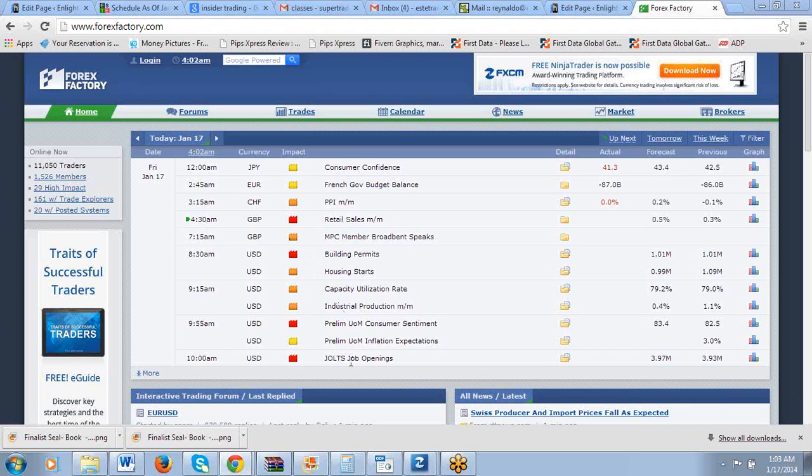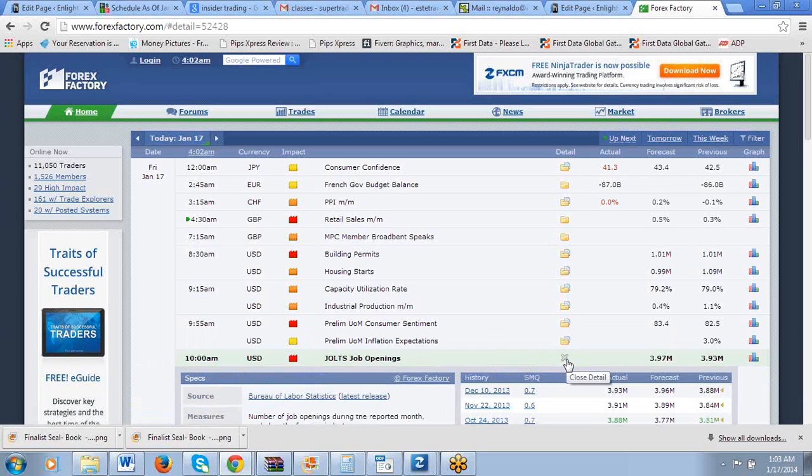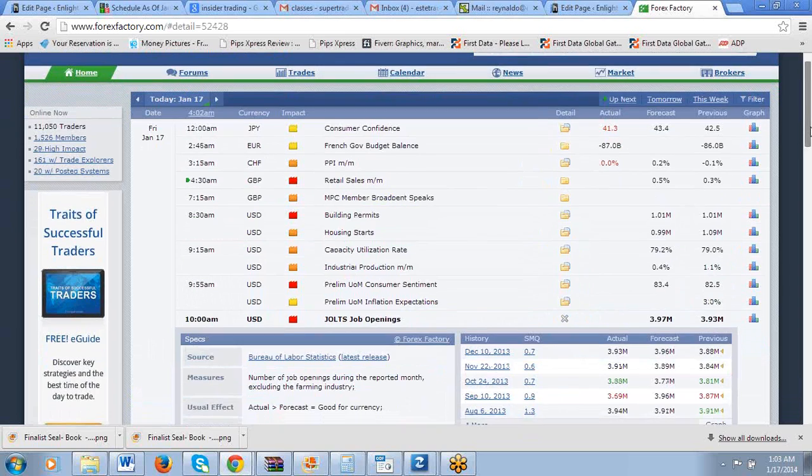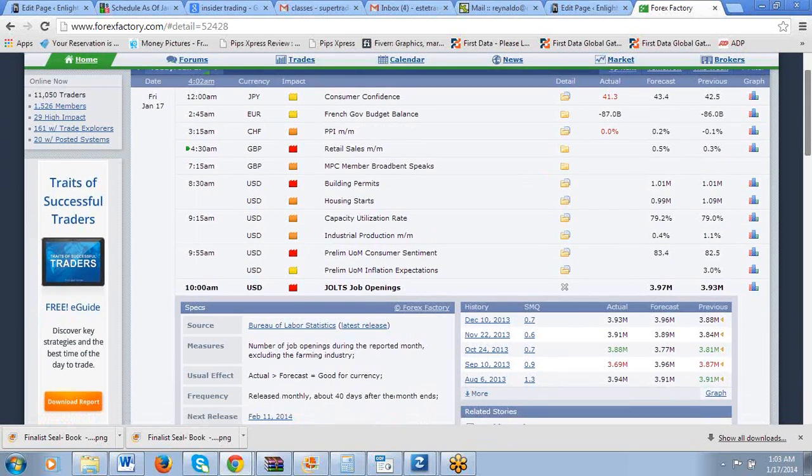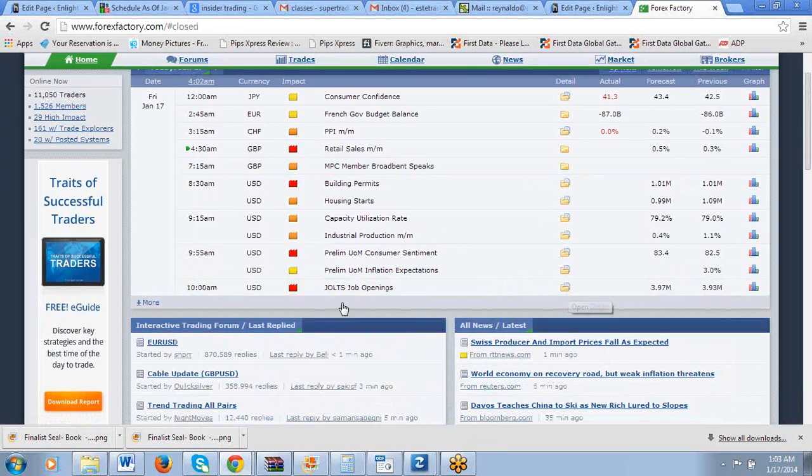Then JOLTS job openings. Normally they're not really on the red, people really didn't care that much, but it's the number of jobs opening during the reported month excluding the farming industry. Okay, so that's a new one in terms of the news. So what's happening right now, we have pretty much the pound.